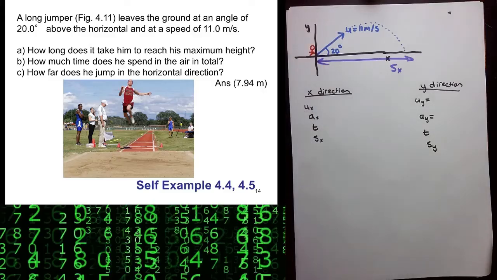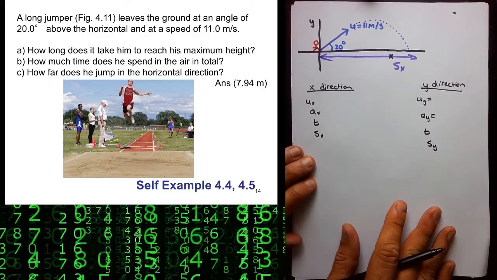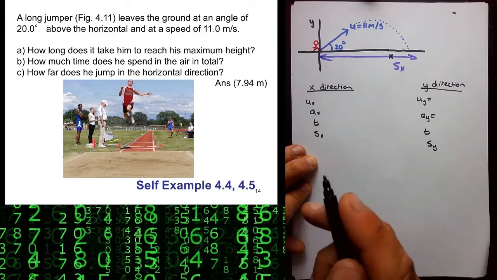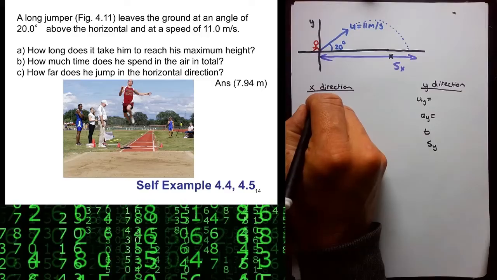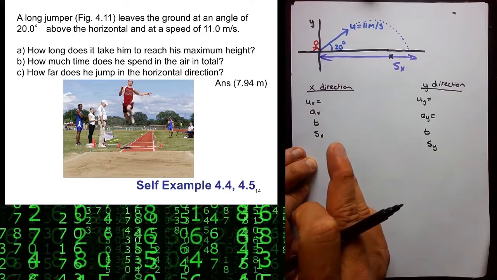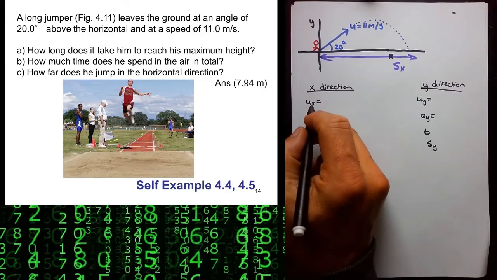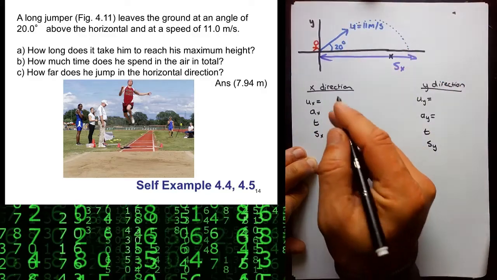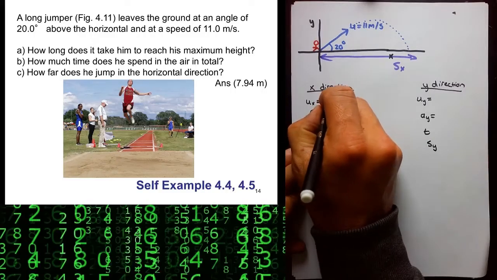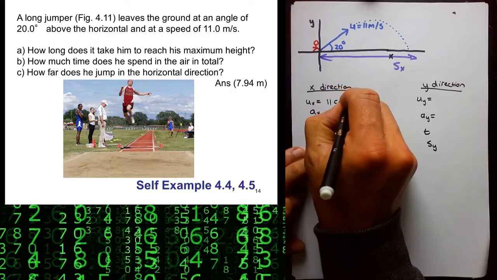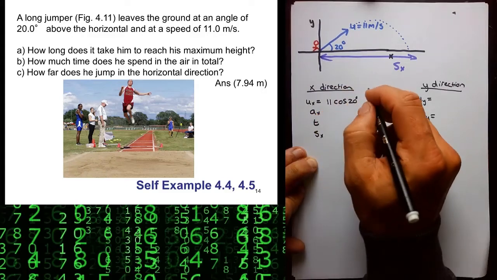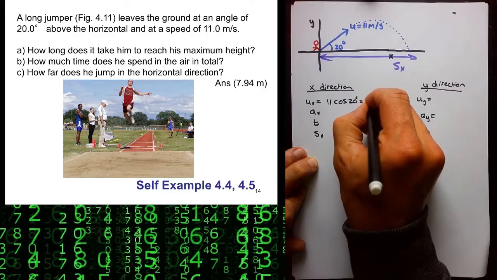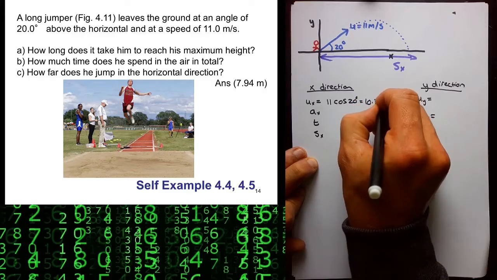Okay, so we can begin to fill in some of the values. We've listed all the quantities, now we fill in the knowns. So we know that the x component of the initial velocity is going to be given by u cos theta. So we can immediately see that this is going to be 11 cos of 20 degrees. And if you use your calculator, you can calculate that to be 10.34 meters per second.